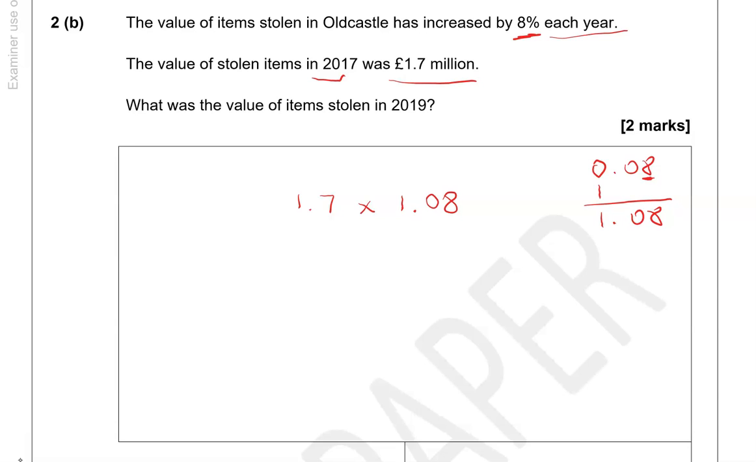And that's to the power of, how many years are we talking about? So from 2017 to 2018, that's 1 year. To 2019, that's 2 years. So to the power of 2. And using a calculator, we get 1.98288. That's going to be million, because that's what we input here.